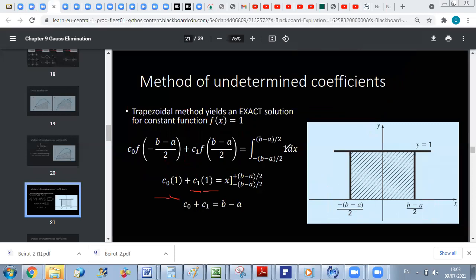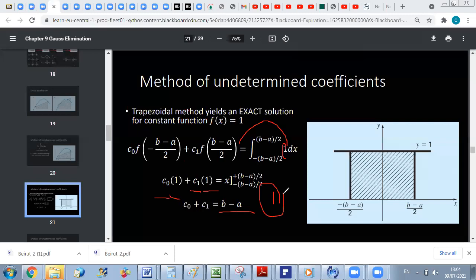This equals the integral of 1 dx between minus (b minus a) over 2 and (b minus a) over 2. When you perform the integral, because it's a constant, you can take it outside of the integration, and you just have b minus a. So the first equation that should relate the coefficients C0 and C1 is that C0 plus C1 is equal to b minus a.